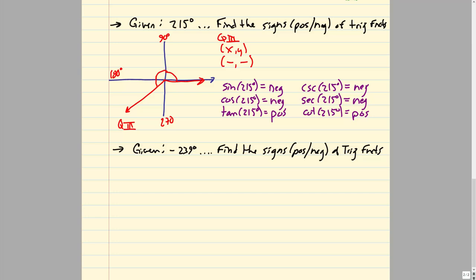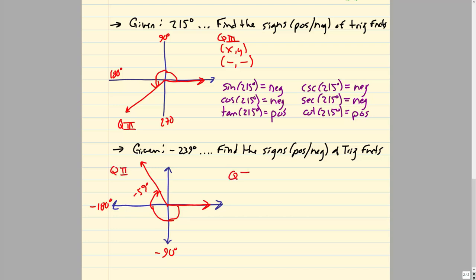Okay, so the first thing we want to do is to go ahead and graph this. Now this is a negative 239, so I'll still start on my initial side, but instead of rotating counterclockwise as we did over here on this top one, we're going to rotate clockwise. So here would be negative 90. This would be negative 180. And I want to go to negative 239, so that's going to be another negative 59 degree movement.